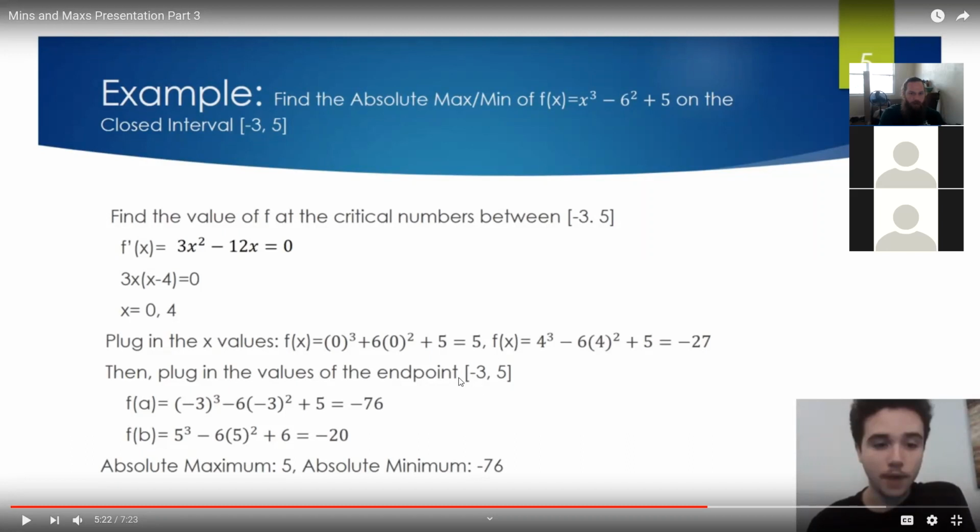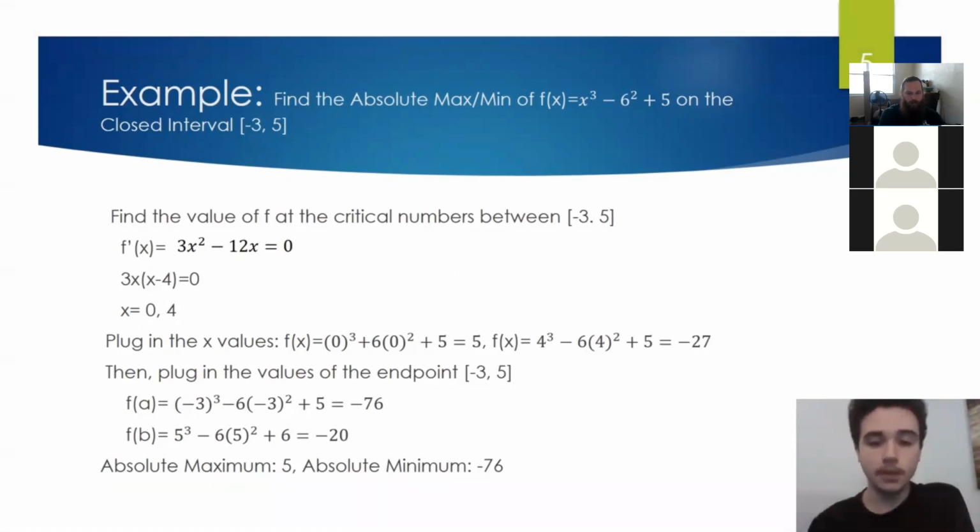f of a, well, a is negative 3, so f of negative 3 is negative 3 cubed, and so on, which is negative 76. f of b, which is f of 5, is 5 cubed minus 6 times 5 squared plus 5, negative 20. So we take these y values, which are 5, negative 27, negative 76, and negative 20. The absolute max is the biggest, which is 5. The absolute min is the smallest, which is negative 76. Let's look at the next example. So the absolute maximum is 5, and the absolute minimum is negative 76.